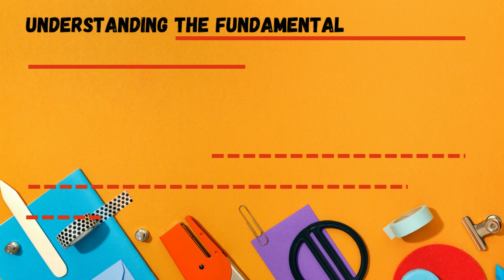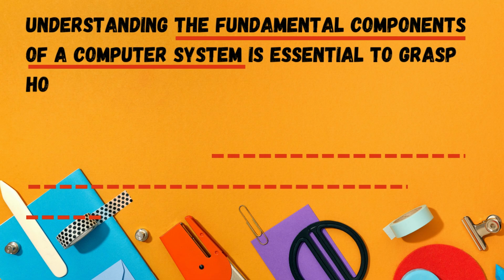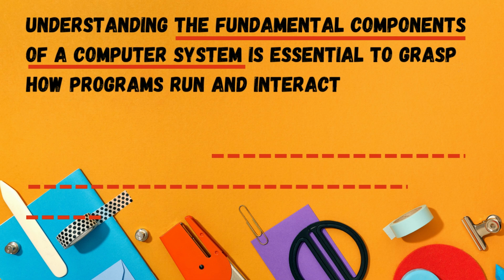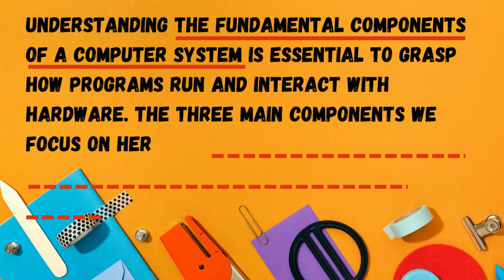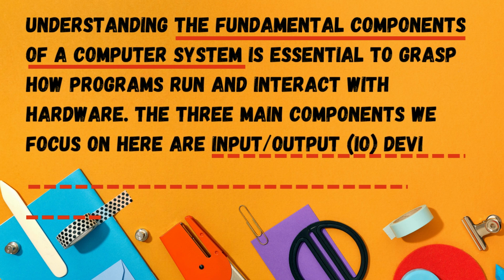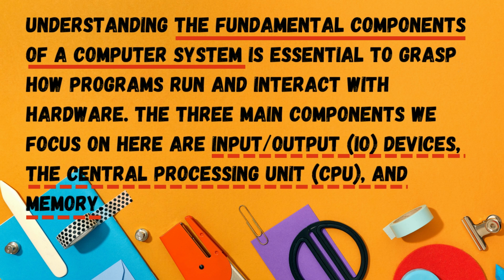Understanding the fundamental components of a computer system is essential to grasp how programs run and interact with hardware. The three main components we focus on here are input/output (I/O) devices, the central processing unit (CPU), and memory.